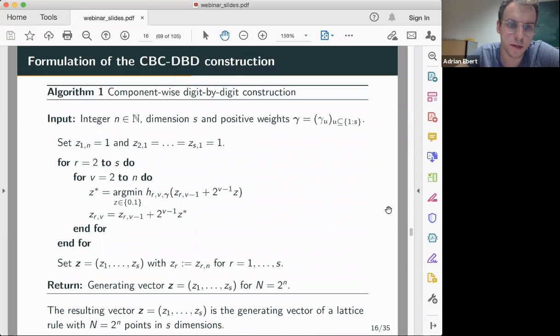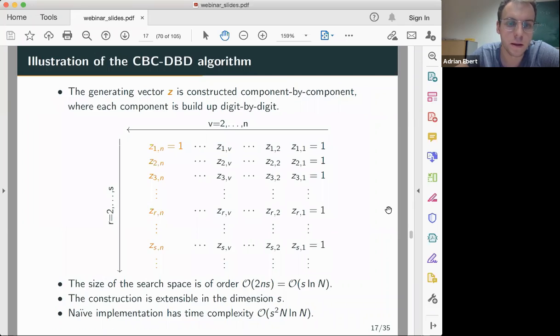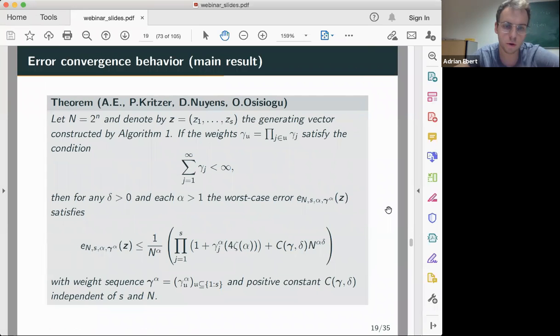And also in the algorithm, it does not appear as an input parameter. And now what we obtain as a result is that even though we run the algorithm independent of alpha, we still get estimates and bounds for all alpha in this fashion here.